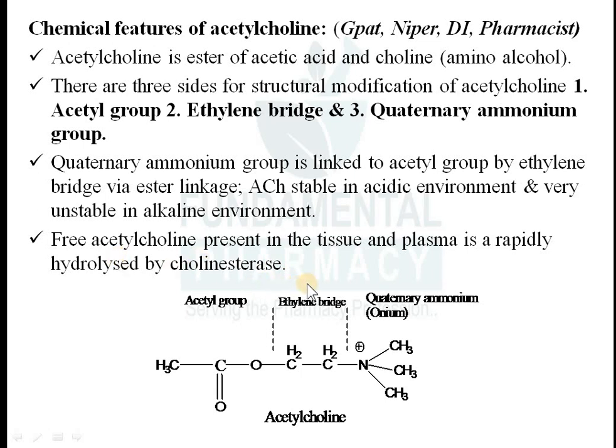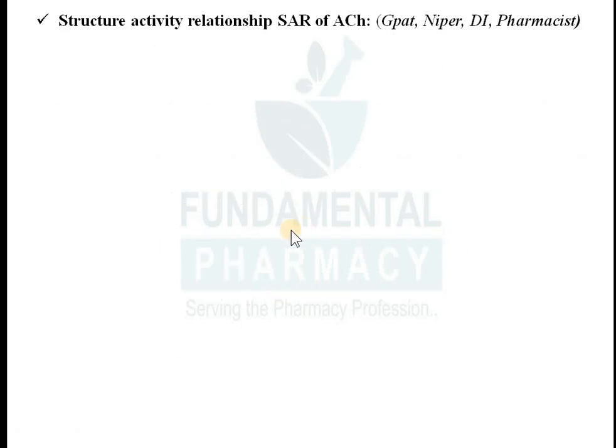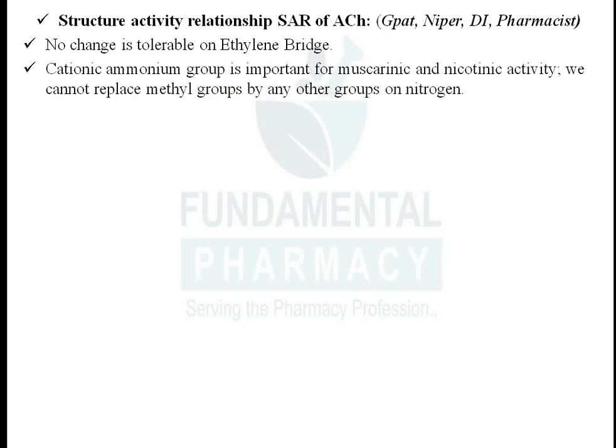I told you this in the last lecture, the structure activity relationship. You cannot change anything on the ethylene bridge. No change is tolerable on the ethylene bridge. Then the cationic ammonium group is important for muscarinic and nicotinic activity. So the cationic or quaternary ammonium group, or onium group, is important for muscarinic as well as nicotinic activity. So you cannot change that group.